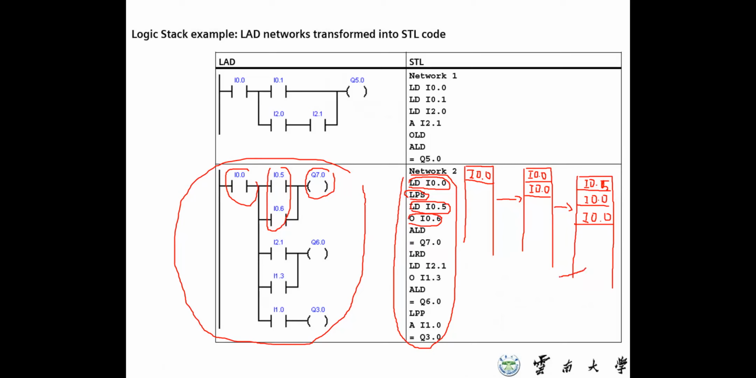And when we do this one, the stack is changed to what? This stack changed to what? Can you tell me? Change to what? I0.6 plus I0.5.